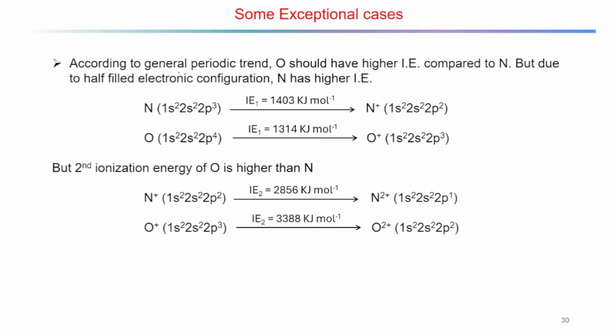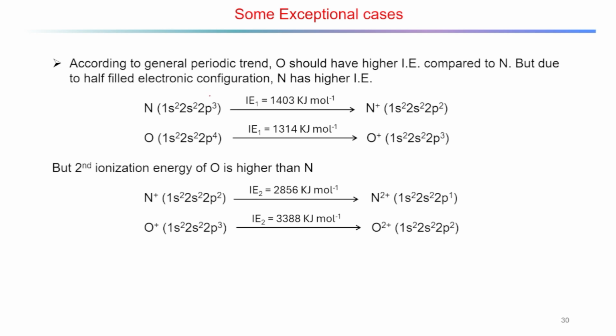According to the general periodic trend, oxygen should have higher ionization energy compared to nitrogen, because nitrogen has atomic number 7, oxygen has atomic number 8, right? So oxygen comes right next to nitrogen. According to the periodic trend, oxygen should have higher ionization energy, but it has lower. Why? Due to the half-filled electronic configuration, nitrogen has higher ionization energy.